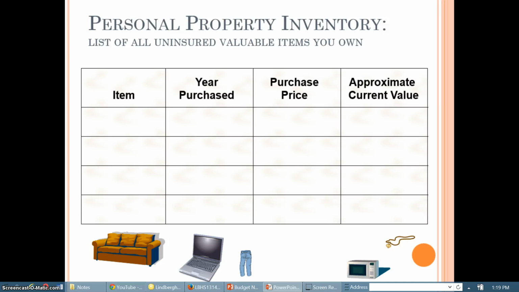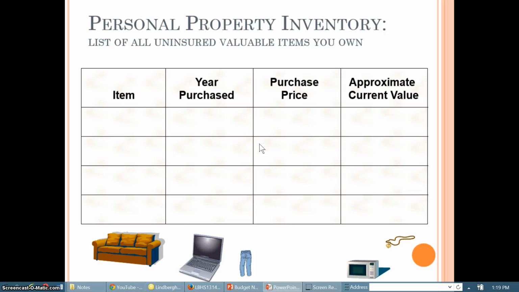So what is a personal property inventory? This is a list of all your uninsured valuable items you own. Important statement, uninsured. You're going to make a list of what are those items that you own, when you purchased them, what price did you pay for them, and what the approximate current value is. There's a couple ways in which you can find out current value. There are some great resources on the internet, maybe eBay, Kelley Blue Book Value. You could look at Craigslist to see what the current market value would be.